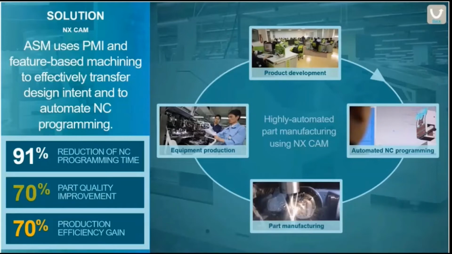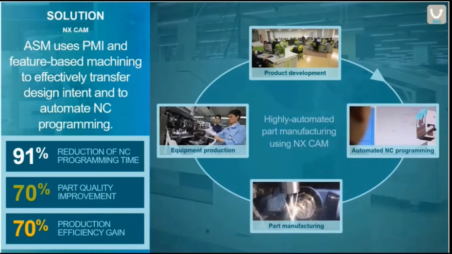Manual programming of these complex parts can be time-consuming and prone to errors. With NX's feature-based machining, ASM reduced NC programming time of complex parts by up to 91%. Additionally, feature-based machining enabled ASM to create standardized machining operations, improving the repeatability of manufacturing processes. This enabled a seamless link, the digital thread, between design and production operations, effectively transferring the original design intent to production.